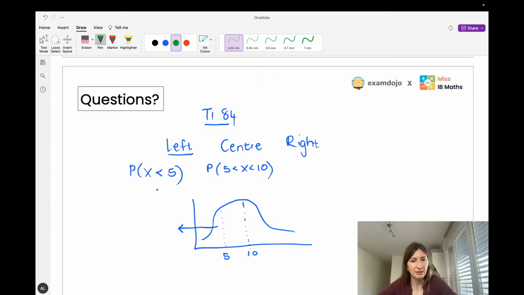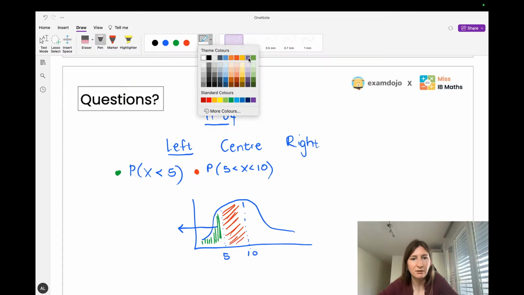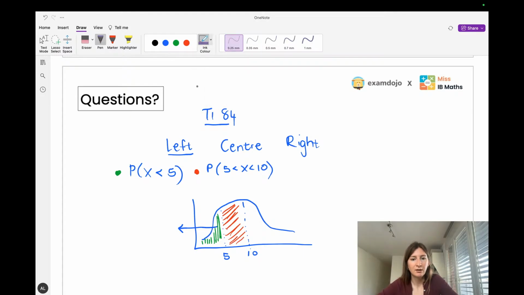So let me use some colors. This one for green. So this was all the values to the left. We've got to tell the calculator, because it's not very intelligent, actually. It needs some help. So we need to say we're looking for data to the left of the curve. Then center was in the middle of 5 and 10. So you're telling it, I want the data that's here in this red part. And let's go with purple. Data to the right would be everything here.